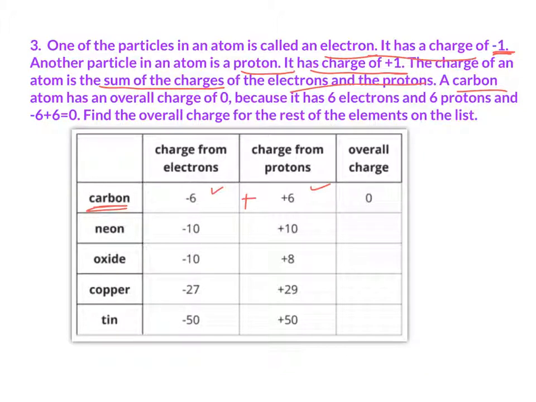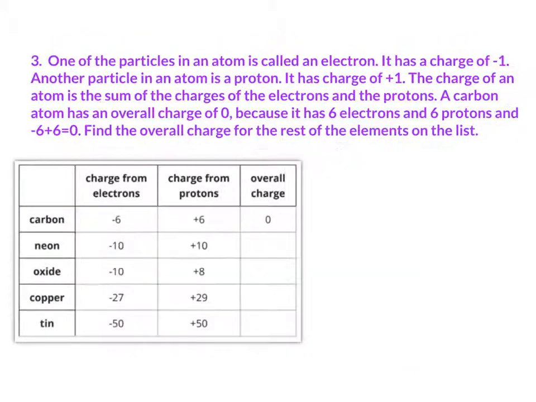So do we have any others here? Let's just look. Our neon is positive 10, or negative 10 and positive 10. That will also give us 0. Our oxide, that's different. I'm going to leave that one for now. Copper, also different. Tin is negative 50 and positive 50. So that has an overall charge of 0 as well. So that just leaves us with oxide and copper that we still need to figure out. So I'm going to go ahead and put these zeros in here. I meant to do that ahead of time.